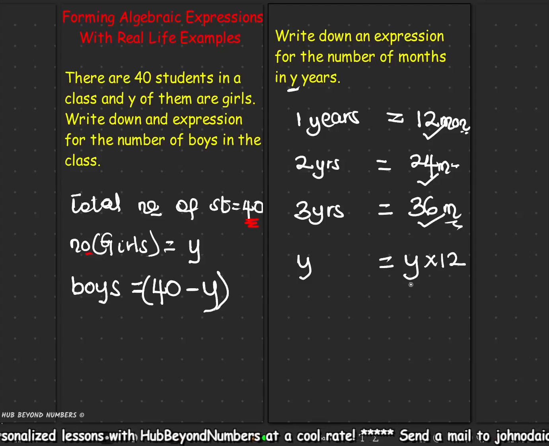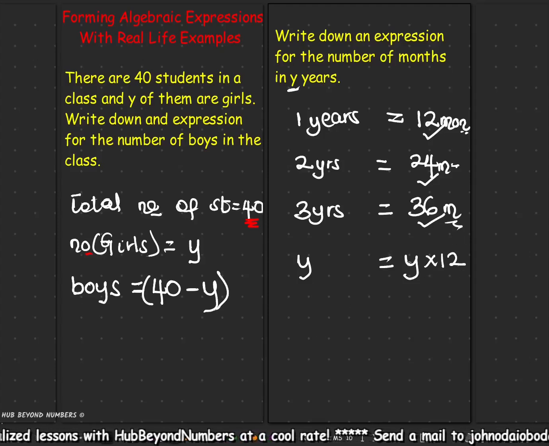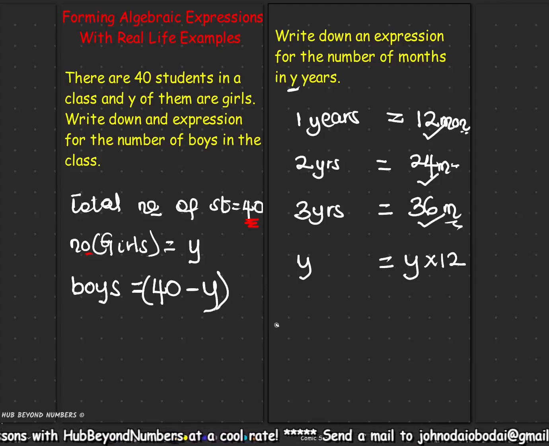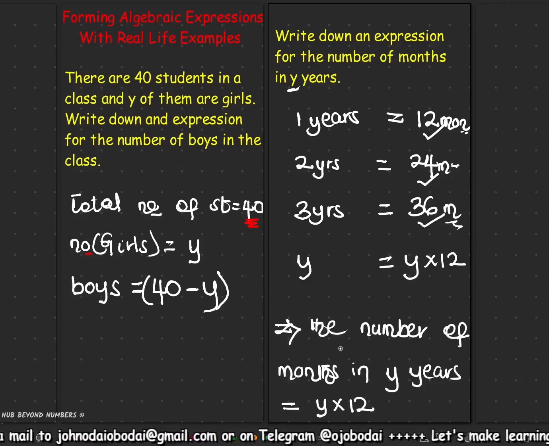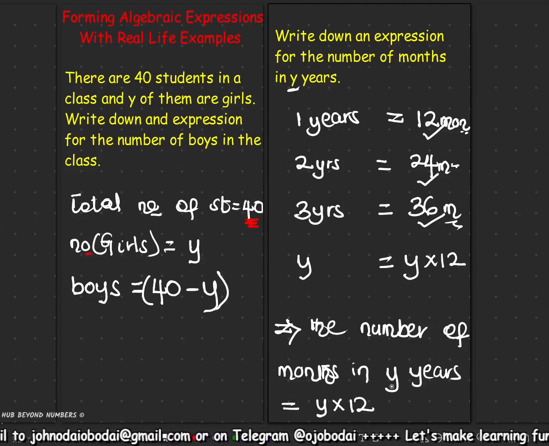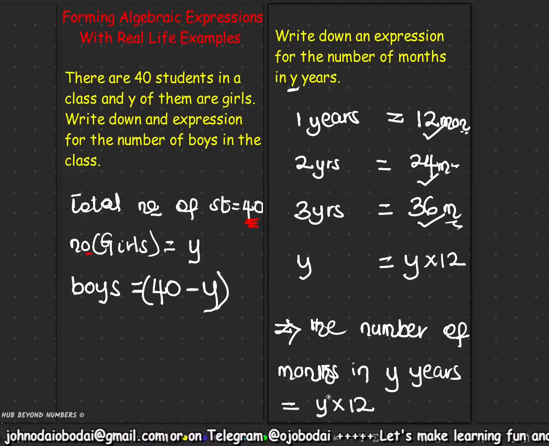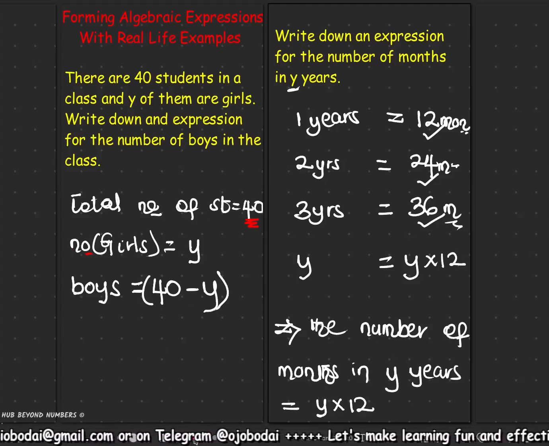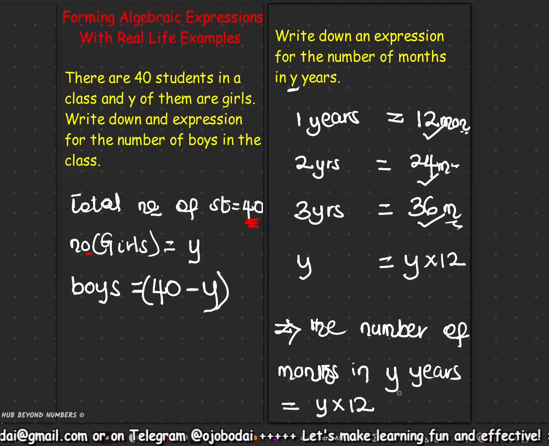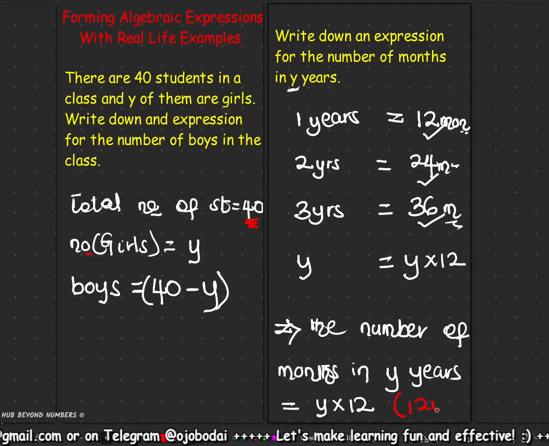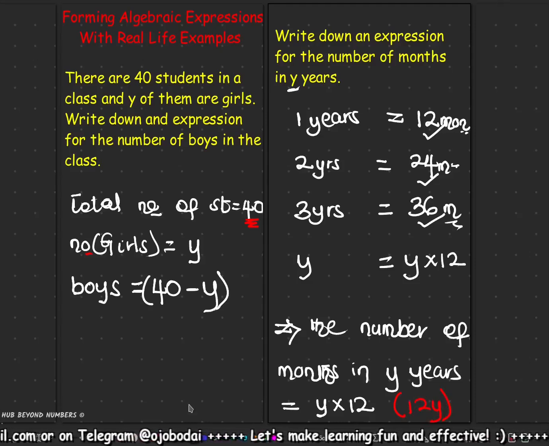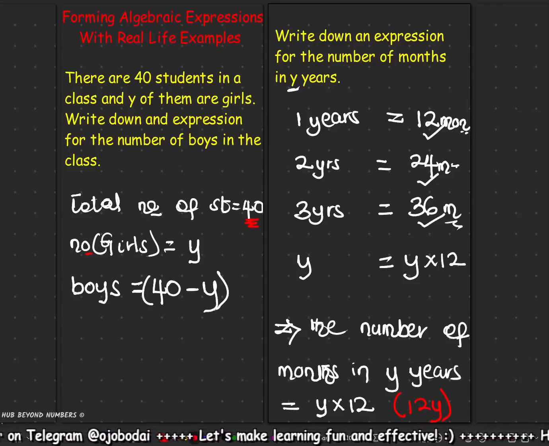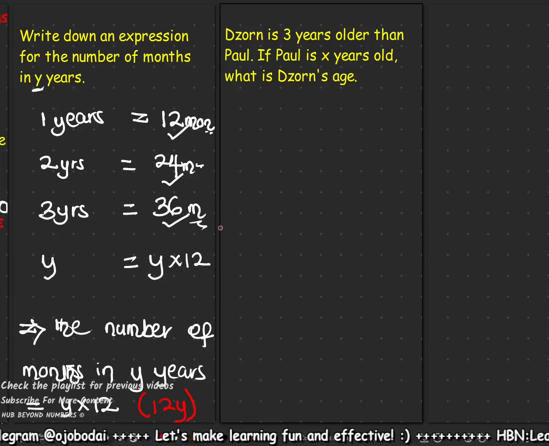So this here will be the expression for the number of months in Y years. This implies that the number of months in Y years is equal to Y times 12. If we continue with multiplication, you would realize that this can also be written as 12y. So that is it for this example here. Let's go into more.